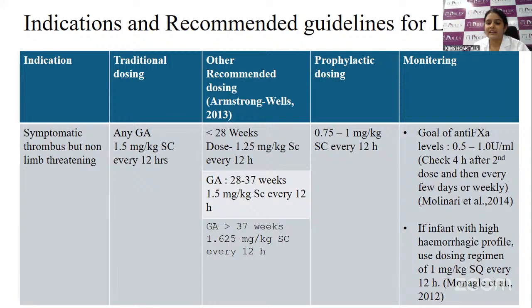Here the goal is that anti-factor 10A levels have to be maintained between 0.5 to 1 unit per ml. The levels have to be checked 4 hours after the second dose and then every few days or weekly. If the infant has a high hemorrhagic risk profile, then the dosing regimen to be used is 1 milligram per kg subcutaneously every 12th hour.